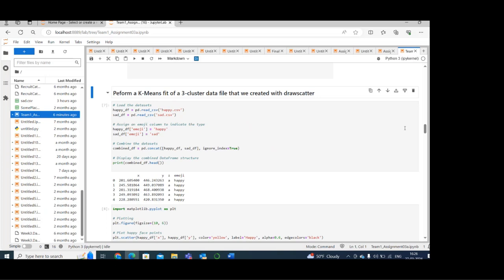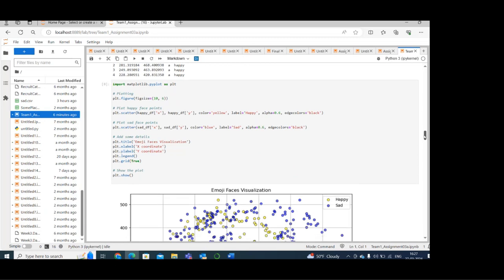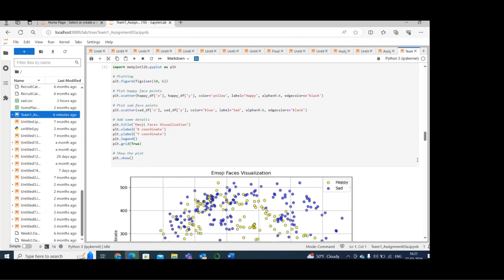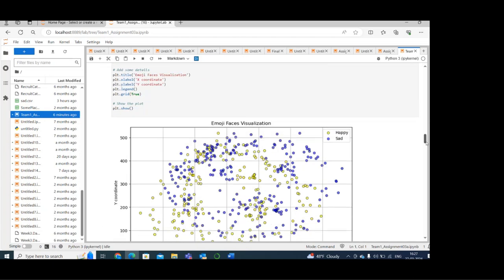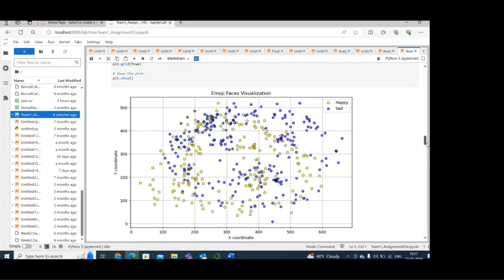And coming to the next part, where we will be using matplotlib to do a scatter plot. So let me give an introduction of what a scatterplot is. We have used scatterplot visualization to visually explore our data. This plot helps us to see the distribution of happy and sad emojis based on their x and y coordinates. So this is a comprehensive view of both sad and happy emojis. It's a useful initial step to identify any obvious patterns or clusters in the data.